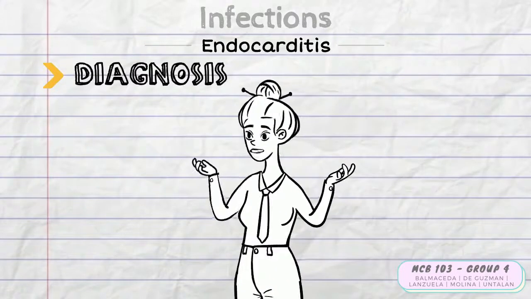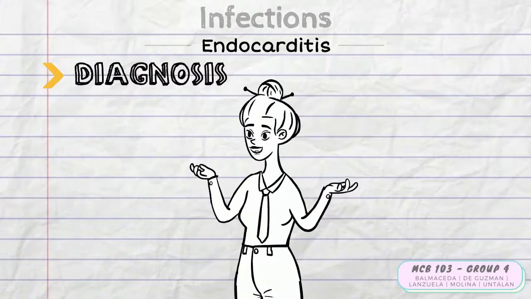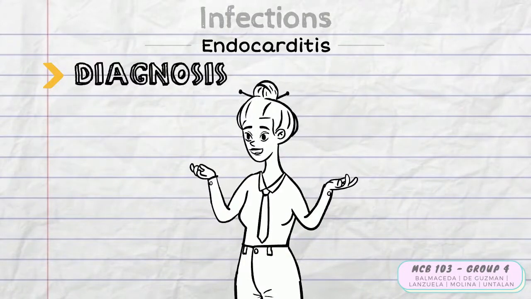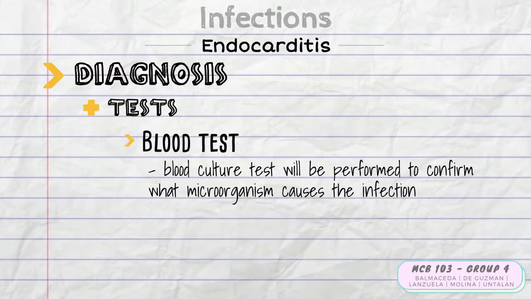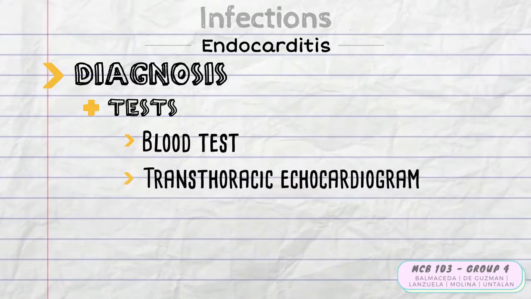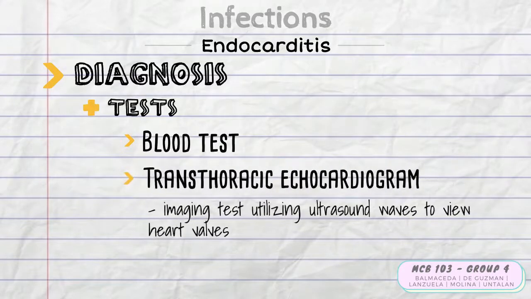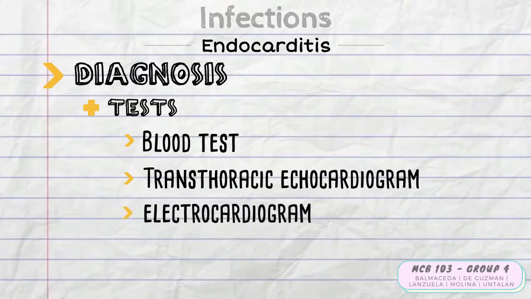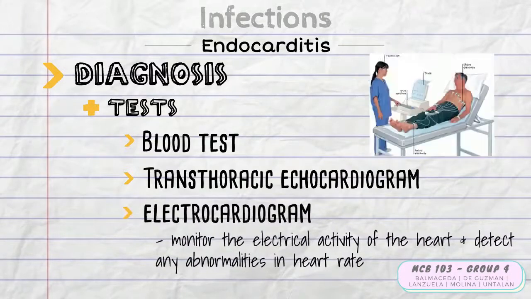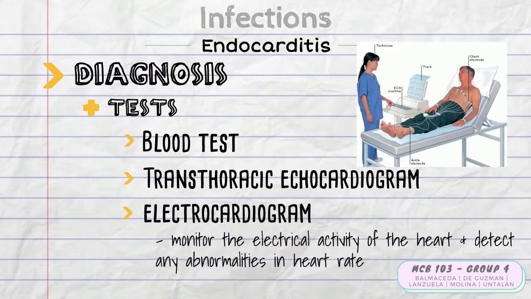As mentioned, since symptoms may appear similar to other infections, the following tests can be done to verify that the infection is indeed endocarditis. First is a blood test, where a blood culture test will be performed to confirm what microorganism causes the infection. Transthoracic echocardiogram, an imaging test utilizing ultrasound waves, can also be used to get a proper and actual view of the heart's valves. Usage of electrocardiogram can monitor the electrical activity of the heart and detect if there are any abnormalities in an individual's heart rate.